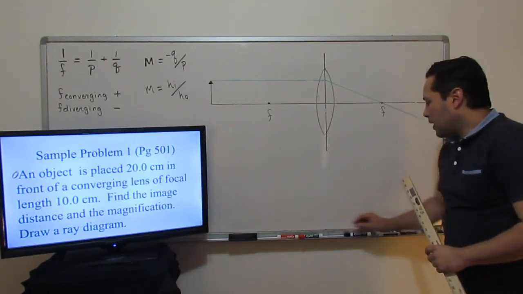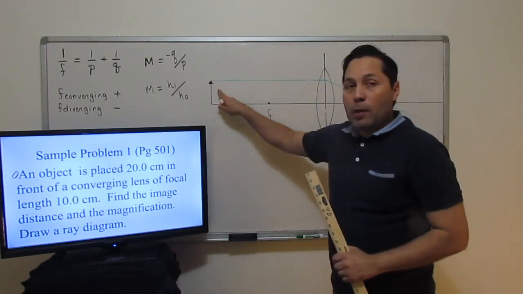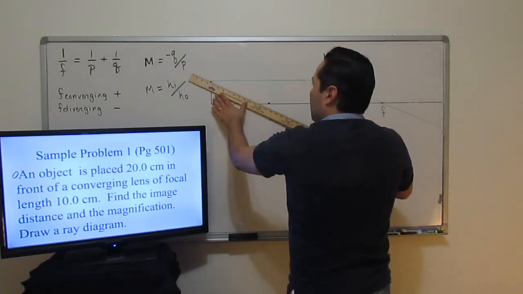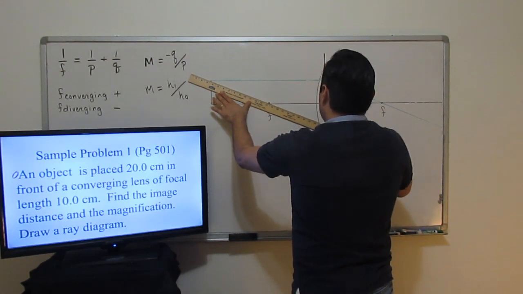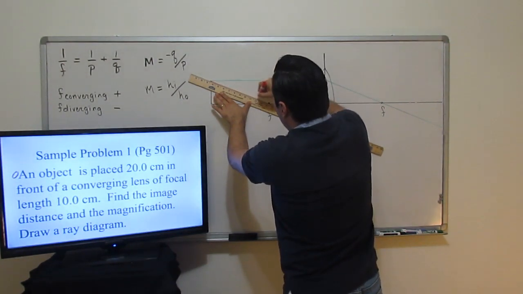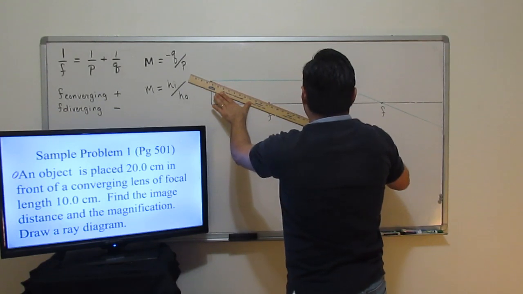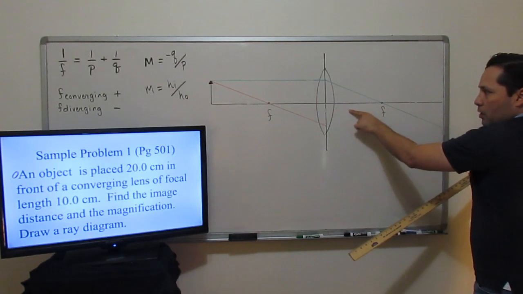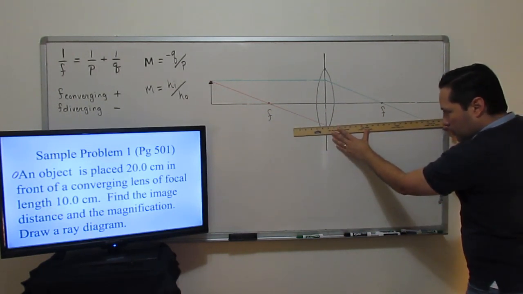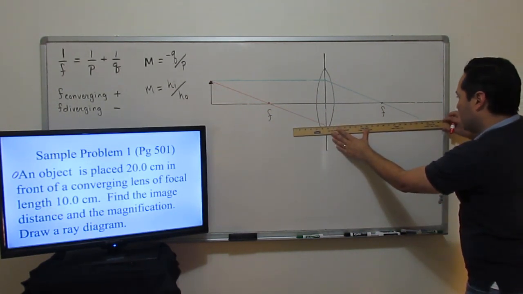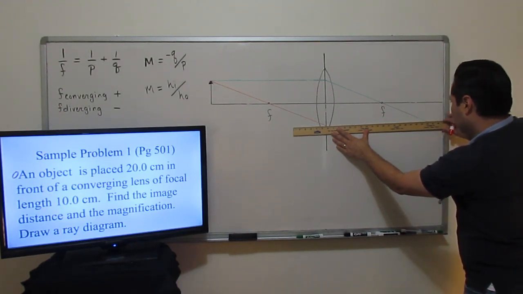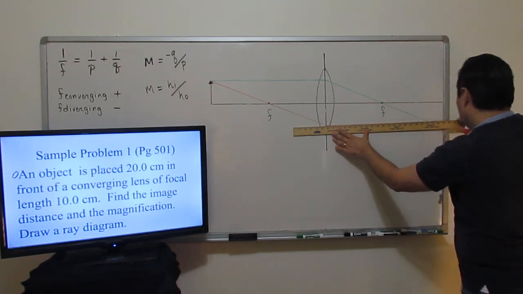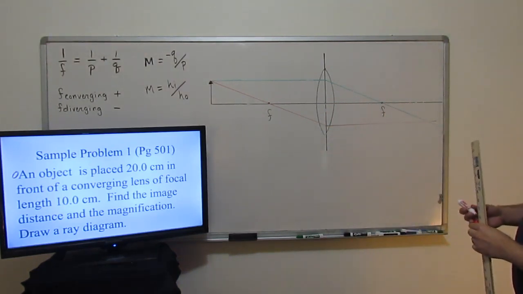Next, our next line is going to go from the top of the object through the focal length and hit the lens. Alright, and then after it hits the lens, it's going to go parallel to this other black line. And where they meet, that is where our image is. Alright, so they meet right there.